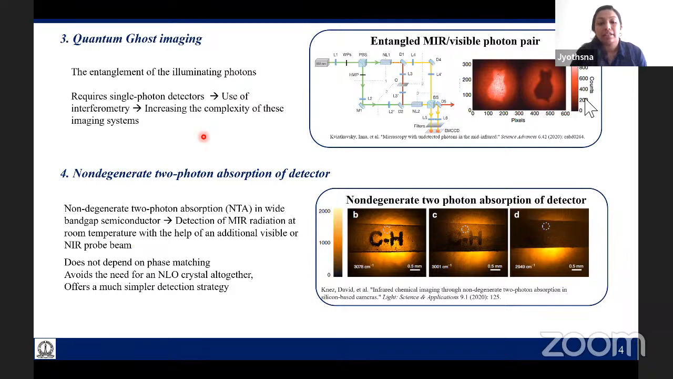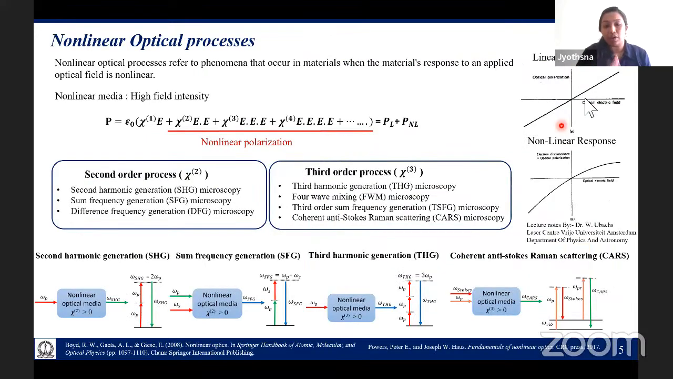Another recent demonstration shows the use of non-degenerate two-photon absorption of the detector itself. So you don't need an additional medium to convert the information. You make use of the non-degenerate two-photon absorption of the detector using an additional probe to detect the mid-IR information. Here again the phase matching requirement is not necessary, and you don't need an additional nonlinear media, which makes the entire system simpler. In this work, we'll be focusing mainly on up-conversion using nonlinear optical processes.